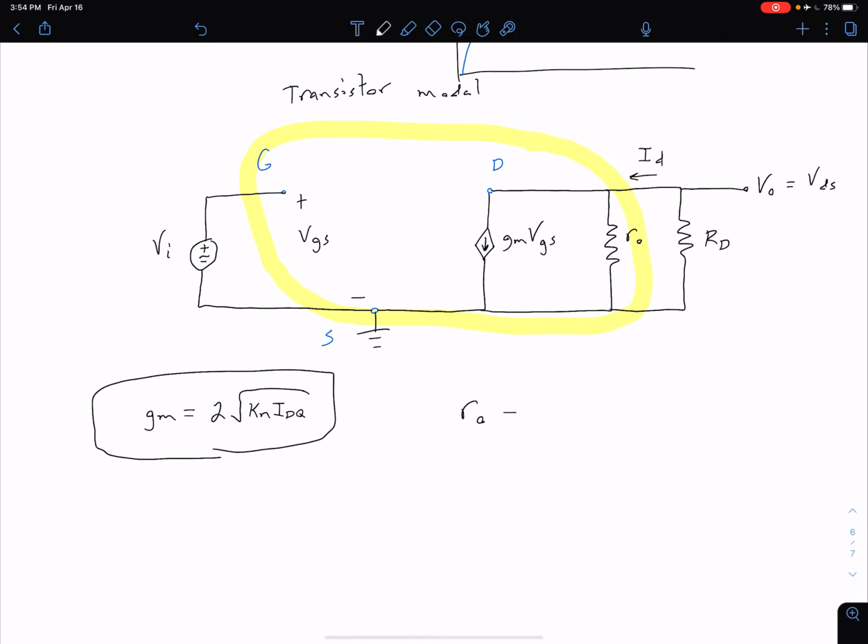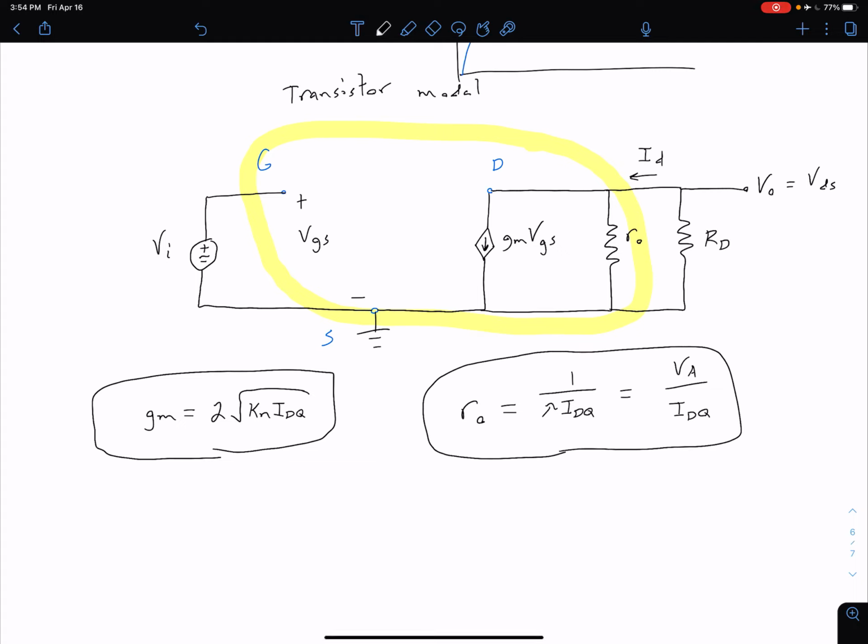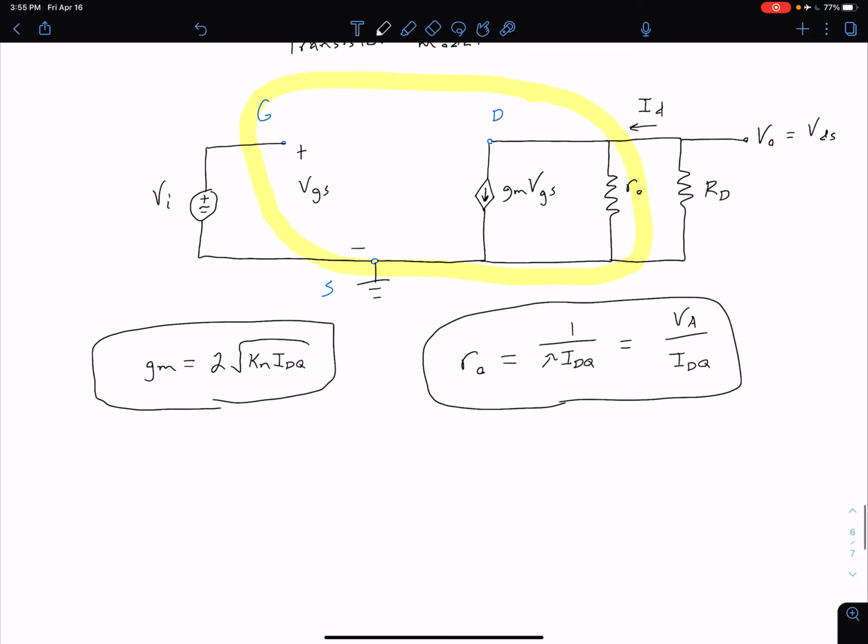The other equation we had for our small signal output resistance we considered earlier. So we said that was 1 divided by lambda times IDQ, where that lambda was our channel length modulation parameter. And we said this is also equal to VA over IDQ. So depending on what information you're given, you can use either one of those two forms of that r0 equation. And again, we see that this r0 is dependent on our Q point location. So again, our DC analysis has to come first, and then once we have our Q point values, we can do our AC analysis.